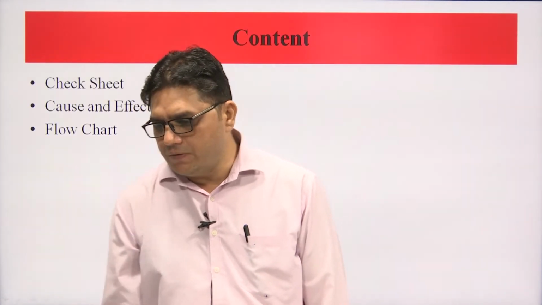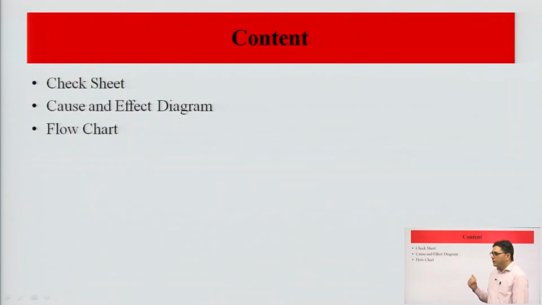Today I am going to discuss what quality circles are and how they are going to be maintained, or looked after, by the organization. There are several techniques and several ways whereby quality circles are maintained. Some of them are the check sheet, the cause and effect diagram, and the flow chart.